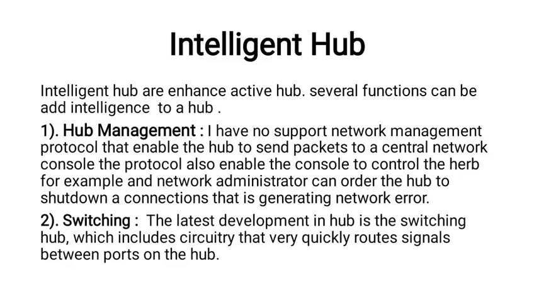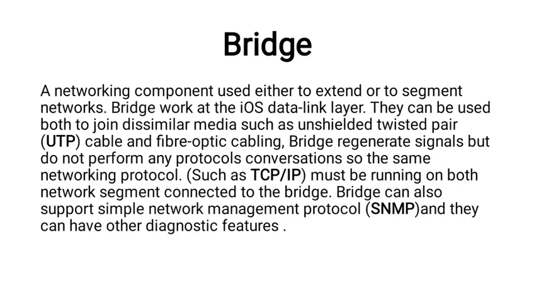bridge. Okay, now next is bridge. A bridge is a function of a computer system in which we use two different ways to achieve our aim. First of all, it is a networking component used either to extend or to segment networks. A bridge connects networks at the OSI data link layer. OS, it is a type of operating system.